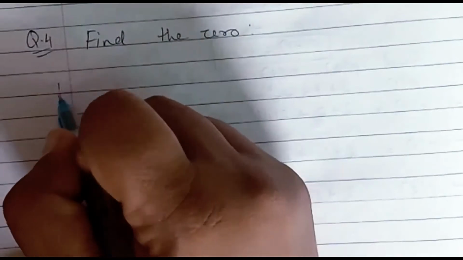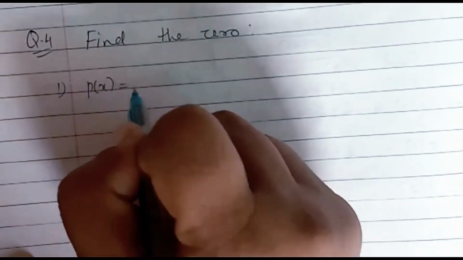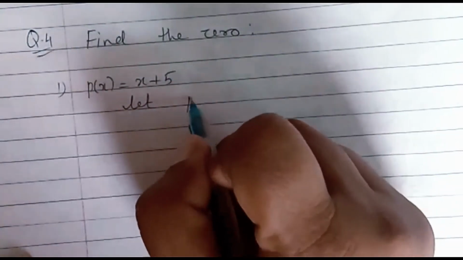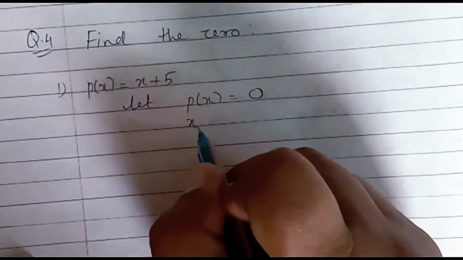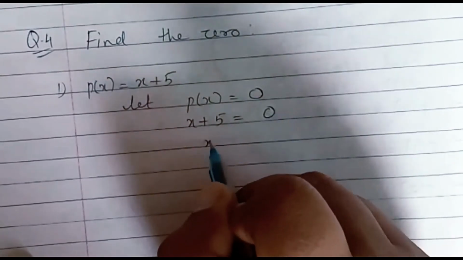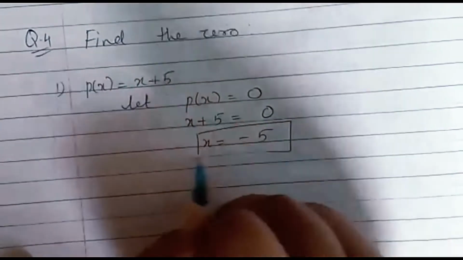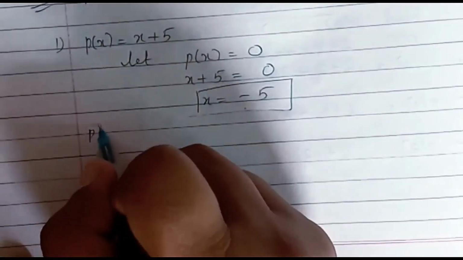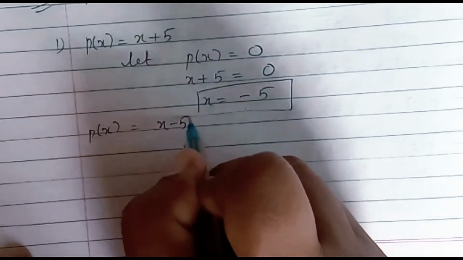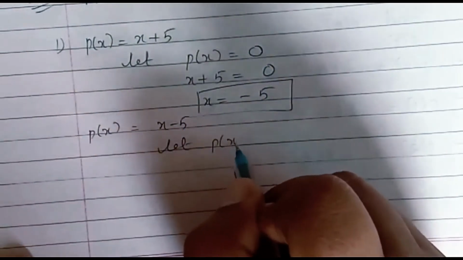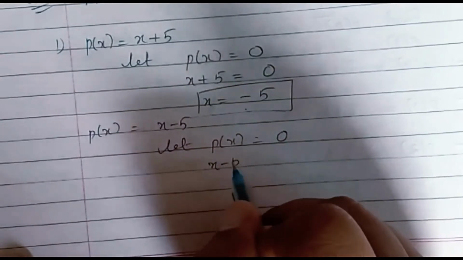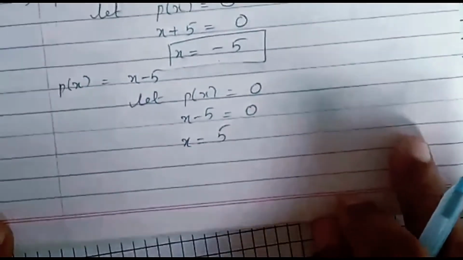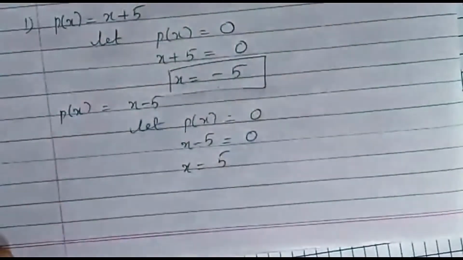The first one is so simple, p of x is equal to x plus 5. To find out the zero, this is the method: let p of x be equal to 0. So x plus 5 is equal to 0, so x is equal to -5. So the zero of this polynomial is -5. Same way, p of x is equal to x minus 5. Again let p of x be equal to 0, so x minus 5 is equal to 0, x is equal to plus 5. In this way further we can write many more sums.